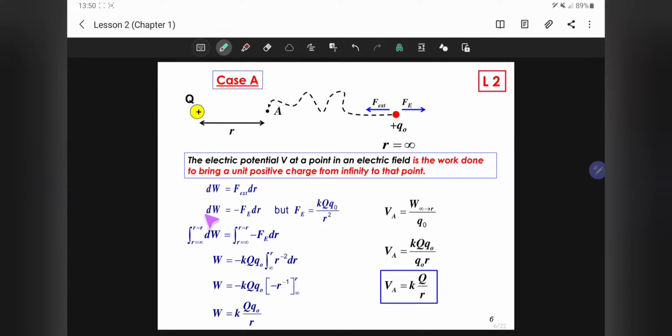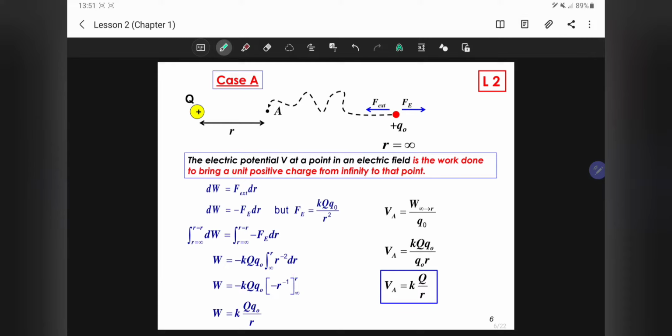Before that, we need to integrate both sides of this equation. So integrating dW equals the integration of negative Fe dr. We substitute Fe equals kQq0 over r squared into this equation, giving you this. Remember, k, Q and q0 are just constants, so we take them out. That means we need to integrate 1 over r squared with respect to r. So 1 over r squared equals r to the power of negative 2.